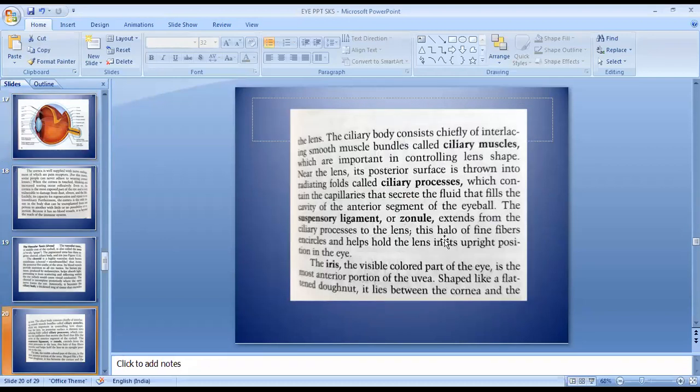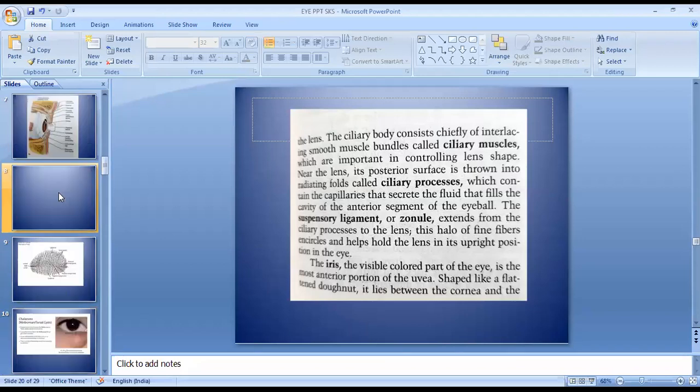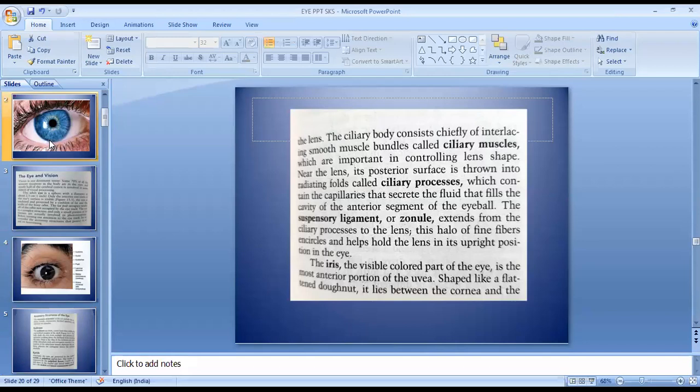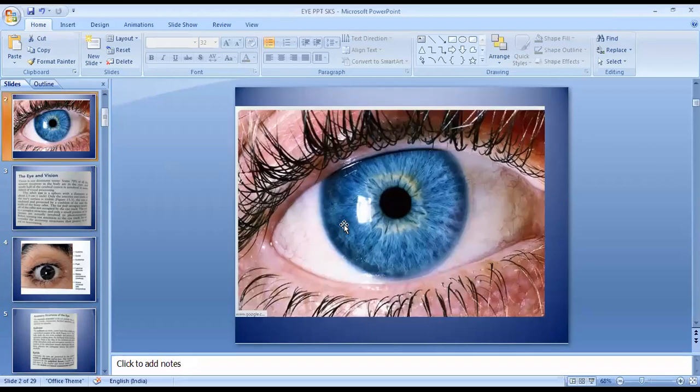And then it extends further to give rise to the iris. This iris is actually the visible colored part of the eye, so this is the iris which we can see. So this is the extension of what? Extension of the choroid.